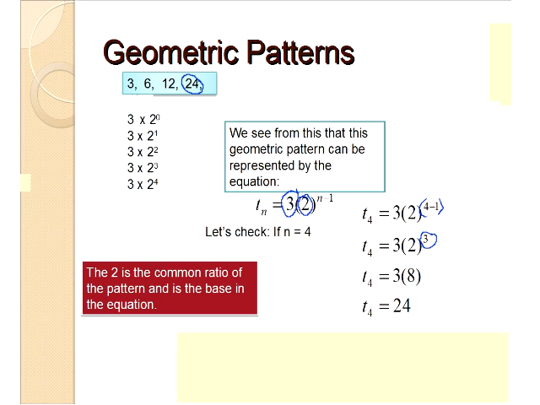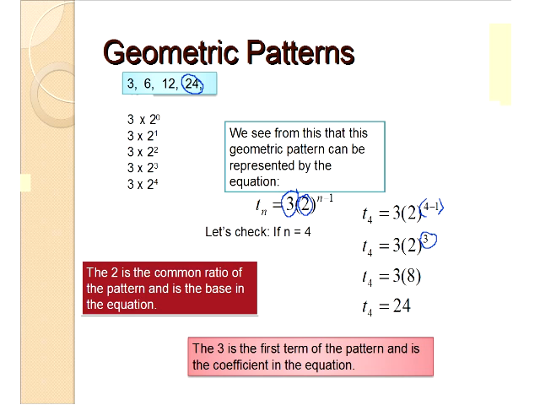Notice that the common ratio is 2, and that's always going to be the base. Common ratio is always the base of the exponent. And the first term there is the coefficient.